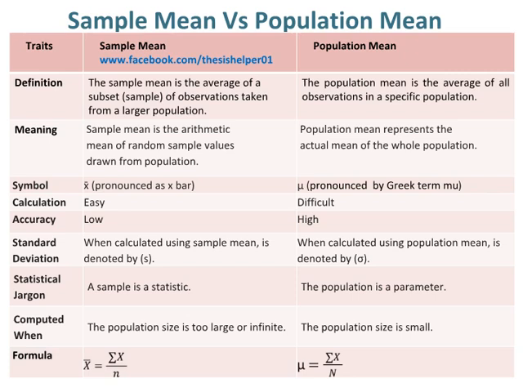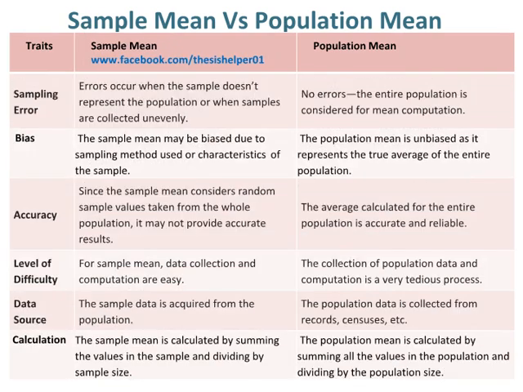Sample mean is computed when the population size is too large or infinite, whereas, population mean is computed when the population size is small. Formulas of sample mean and population mean are given for comparison. Errors occur when the sample doesn't represent the population or when samples are collected unevenly. Whereas, there are no errors, as the entire population is considered for mean computation.